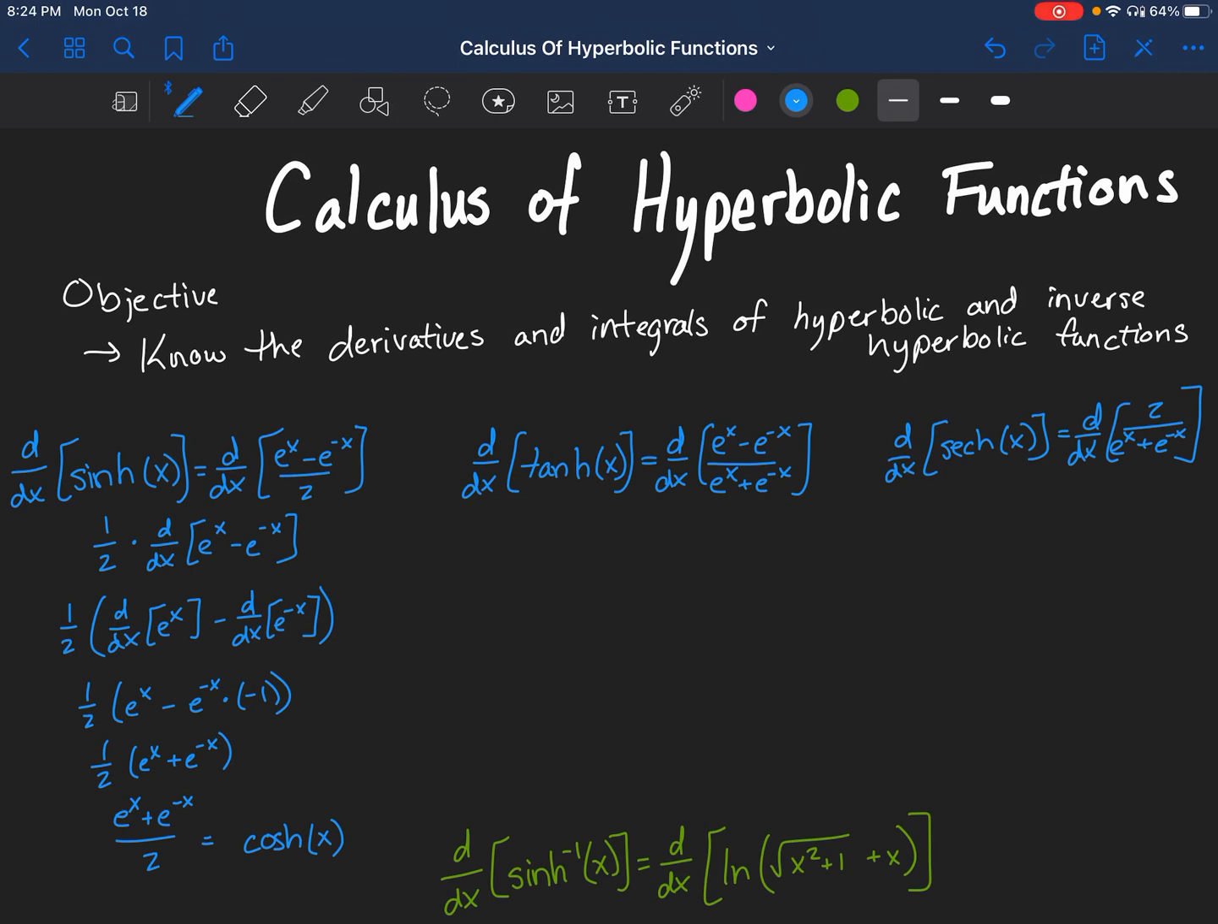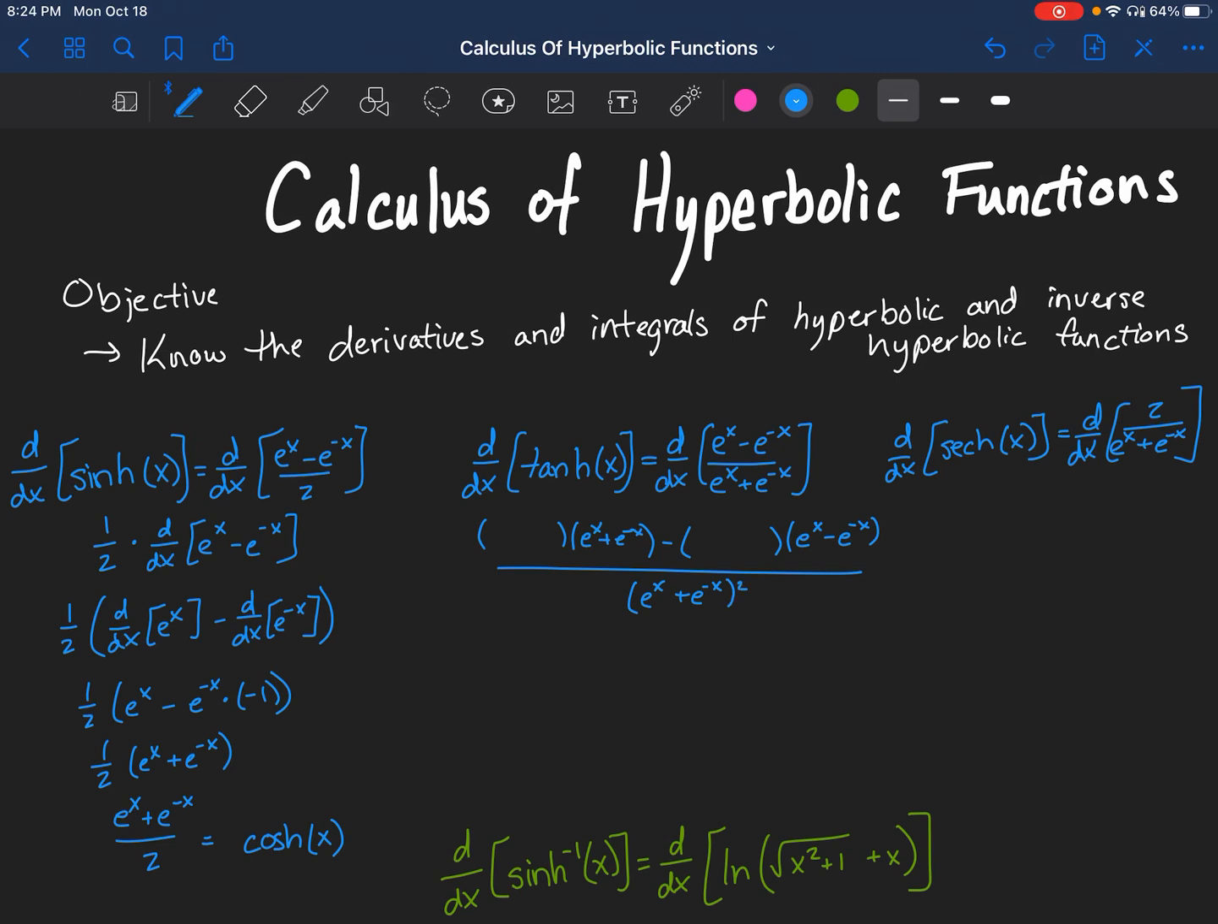Let's do tangent. Now, it's important to notice again, I'm going to end up following the same kind of formula, but I'm going to have to use the quotient rule in this case. So let me go ahead and start off by writing this down. We're going to have the derivative of the numerator times the denominator, which is e to the x plus e to the negative x, minus the derivative of the denominator times the numerator, which is e to the x minus e to the negative x, over the denominator squared. So e to the x plus e to the negative x, squared.